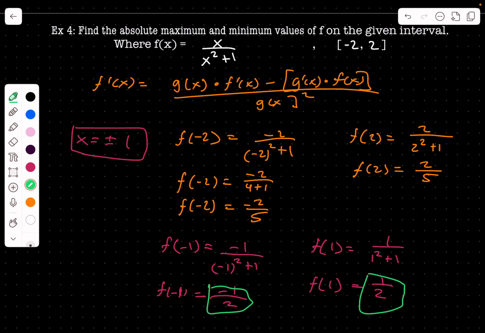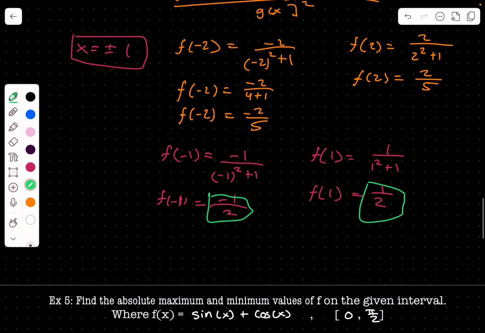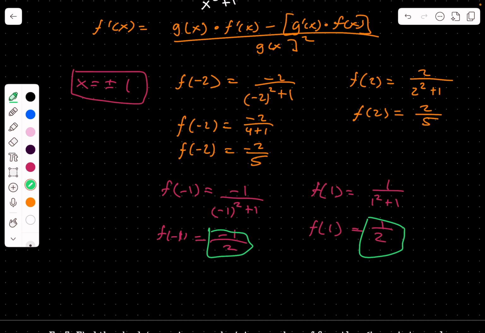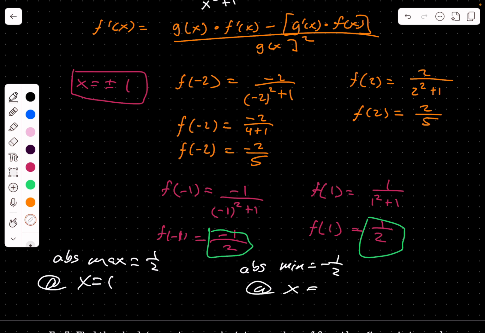So in this case, our absolute max and mins are not in our endpoints. They're actually our critical points. So we can write this as absolute max equals 1 over 2 at x equals 1, and then absolute min equals negative 1 over 2 at x equals negative 1. So those are our answers.